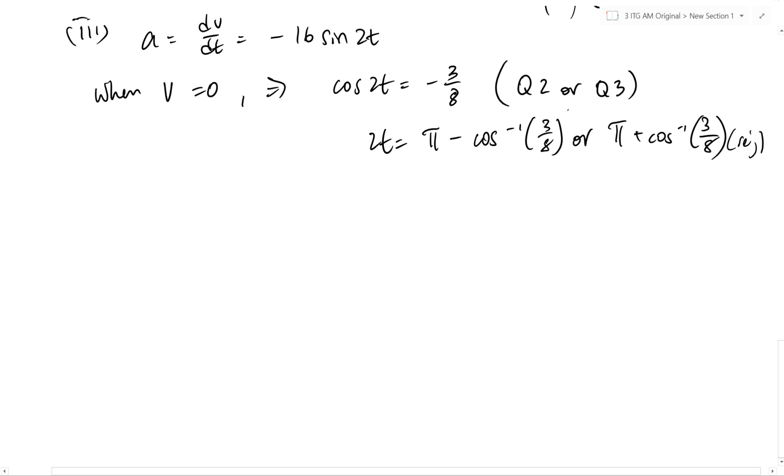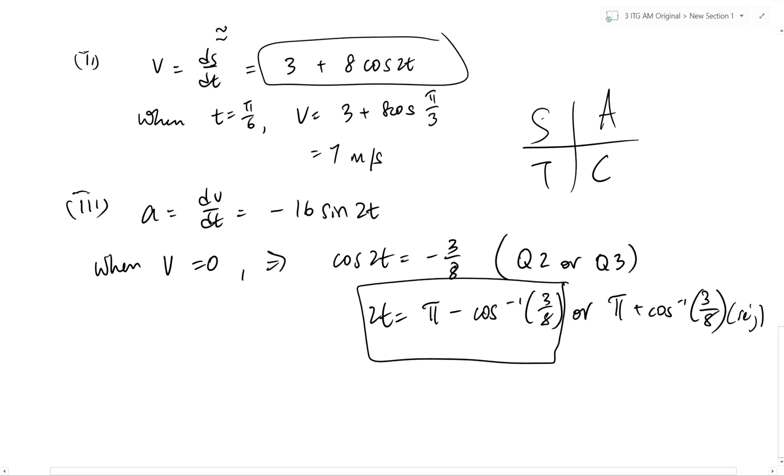All I require is 2t, because now I'm going to substitute this inside here. So what topic is that? Trigo. Okay, substitute inside and get the answer. Round it off if required. Can?